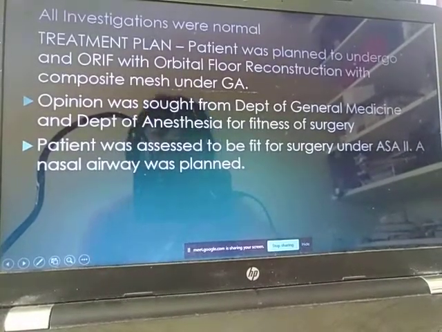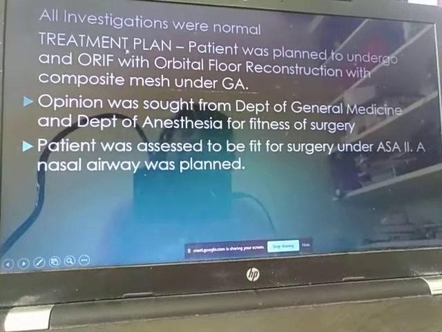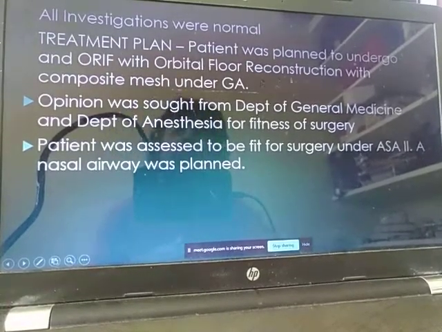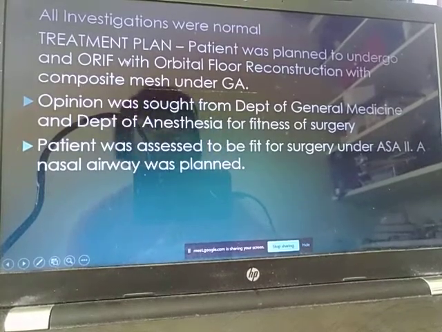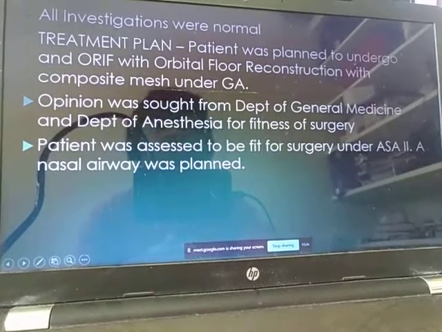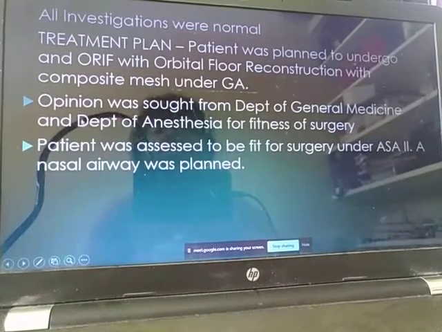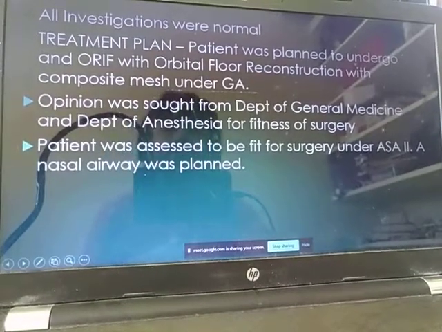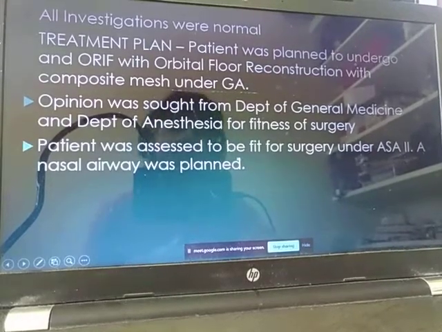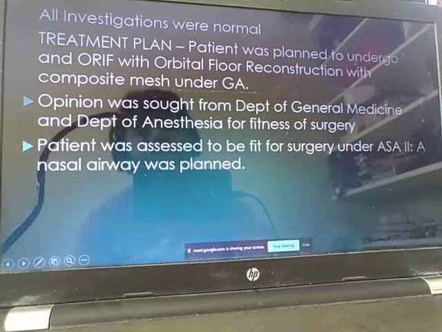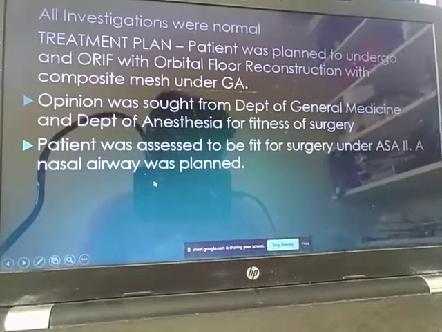After all the investigative results were found to be normal, the treatment plan was devised. The patient was planned to undergo an ORIF under GA, that is open reduction internal fixation with orbital floor reconstruction with composite mesh. Opinion was sought from the Department of General Medicine and the Department of Anesthesia for fitness for surgery. The patient was assessed to be fit for surgery under ASA 2. Nasal airway was planned.